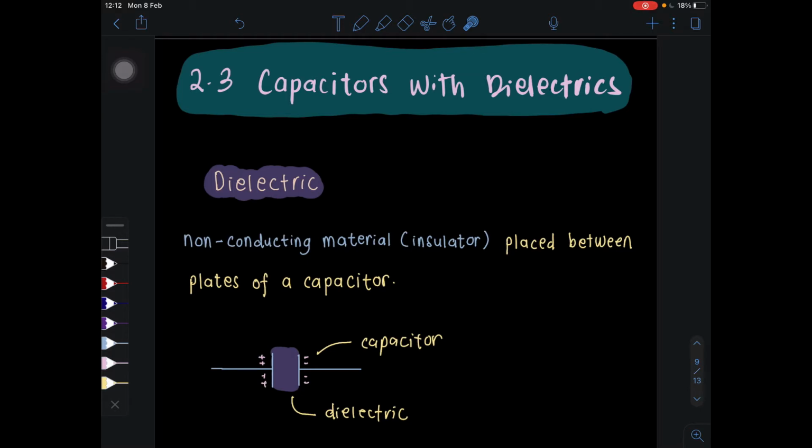So kita masuk the last subtopic for this chapter 2. So 2.3 capacitors with dielectrics. Okay, so dielectrics ataupun nama lain dia adalah insulator, is a non-conducting material. So you know what is insulator, right? So this dielectric is placed between plates of capacitor.